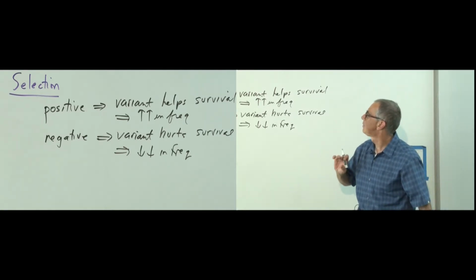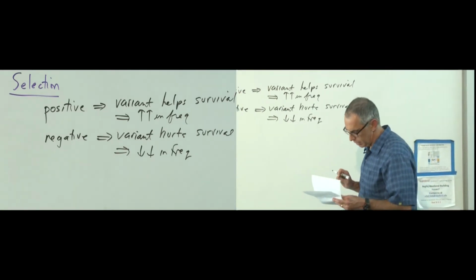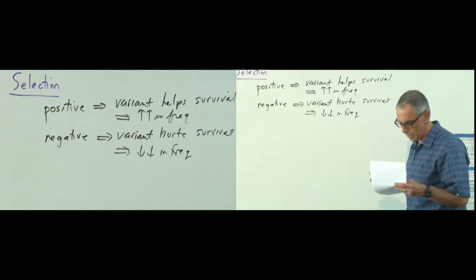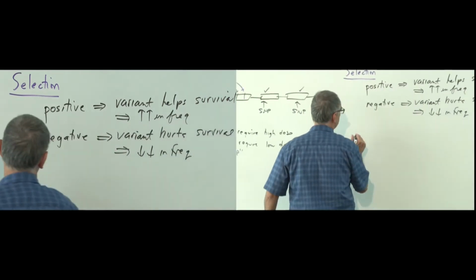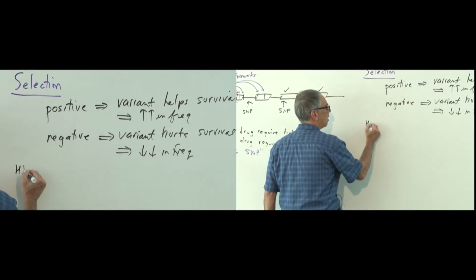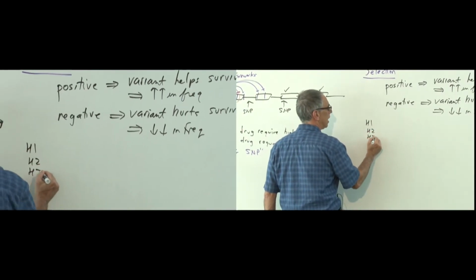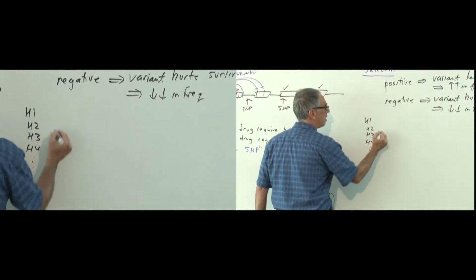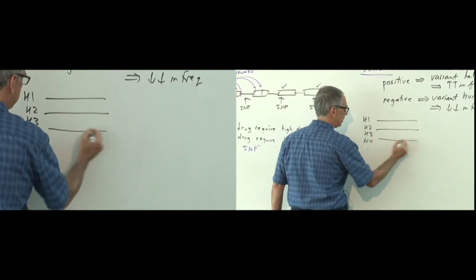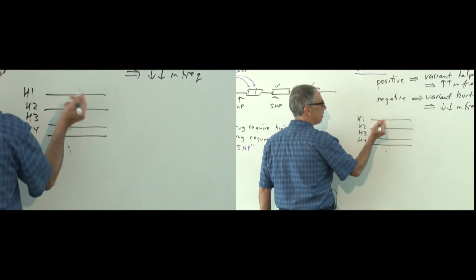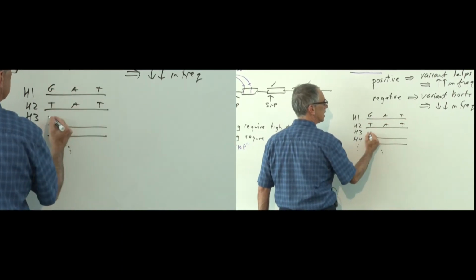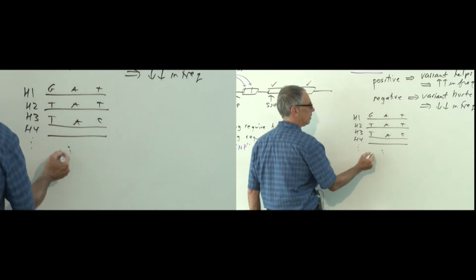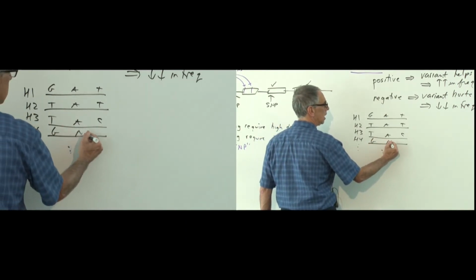So positive selection is very interesting. I'm going to take you through a story here of positive selection. We have a bunch of haplotypes. I'm going to call them H1, H2, H3, H4. And we've talked about haplotypes before. I introduced them. For example, it could be GAT and TAT and TAC, etc. Let's do one more. GAC.